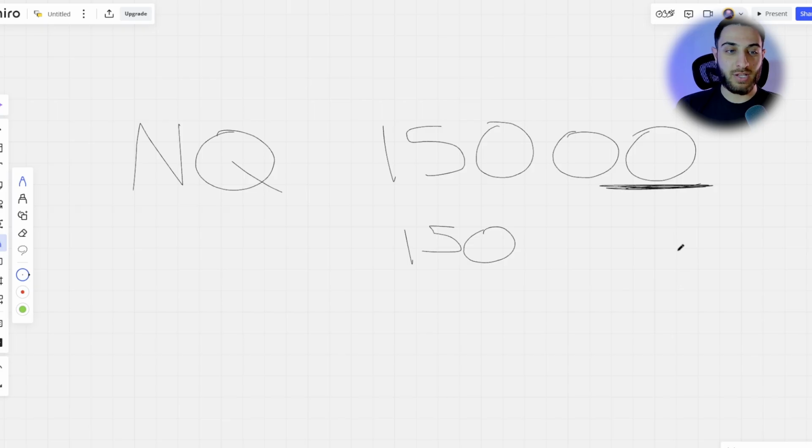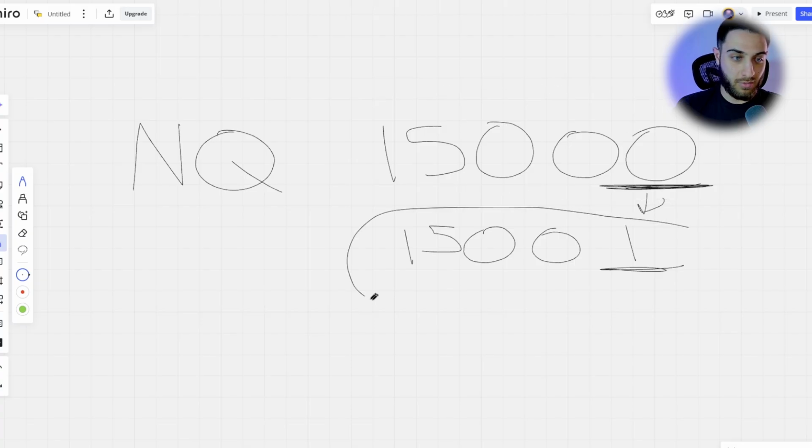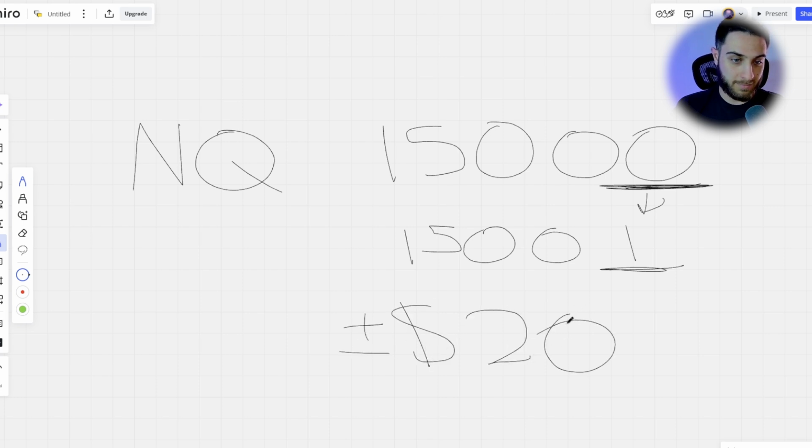Now, if you had a buy order at this price when NASDAQ was here at 15,000 and you held it and you sold it over here when NASDAQ went up to 15,001, you would have been up $20 if you entered with one contract, okay? Because the way the NQ works is that you make or lose $20. This is a plus or minus, by the way. It just means you gain or lose $20 per point, PT.